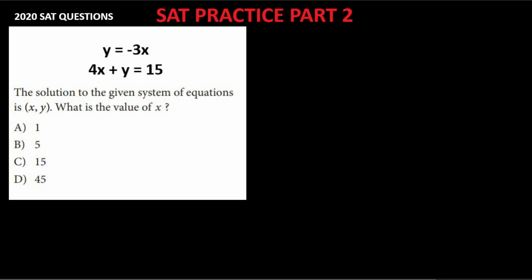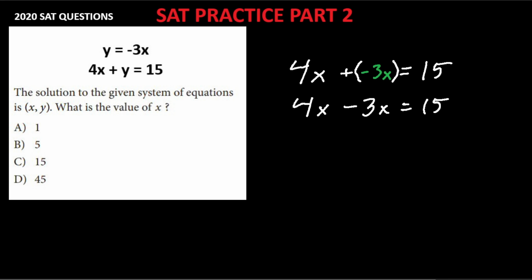Here we're given 2 equations, and we're asked, the solution to the given system of equations is x comma y. What is the value of x? So they want the x component. Looking at these two, the easiest way to solve is going to be substitution. Since I know that negative 3x is equal to y, I'm going to replace this y with negative 3x. Then I subtract 4x minus 3x, so I see 1x equals 15, and that is choice C, 15.